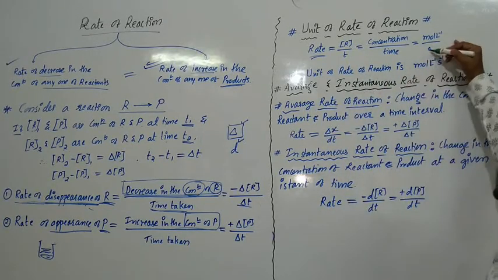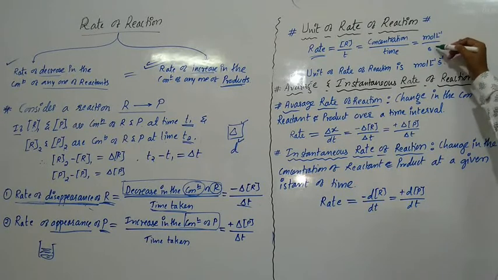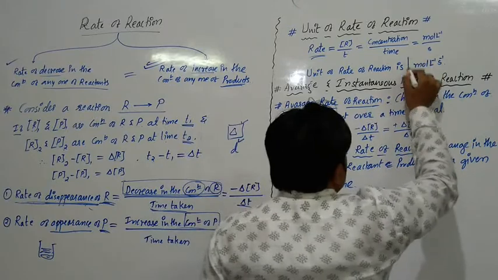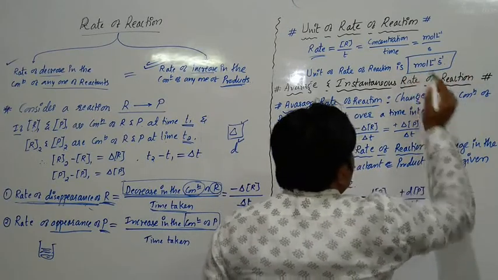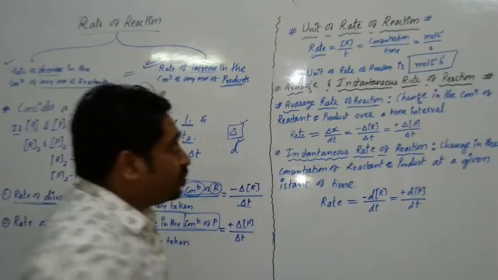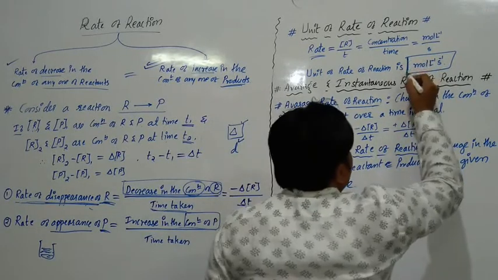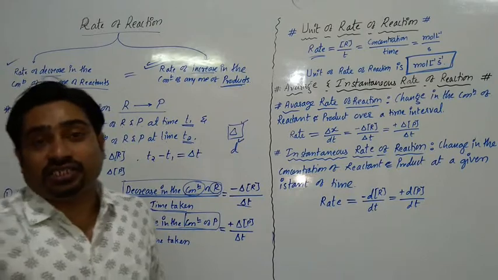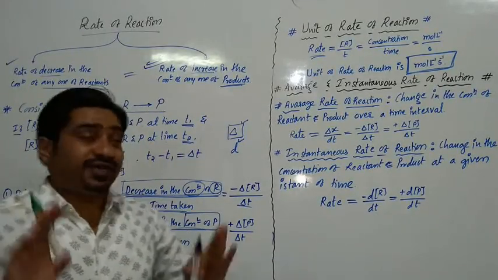So the second comes to the denominator. It becomes per second. Therefore, the unit of rate of reaction is mole per liter per second. Please remember, mole per liter per second. This is the unit of rate of reaction.